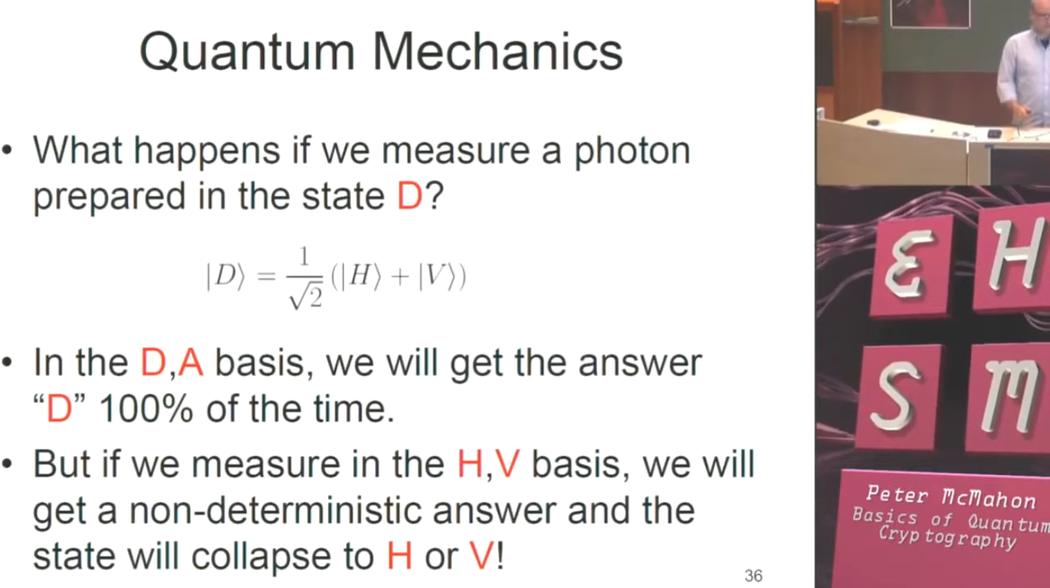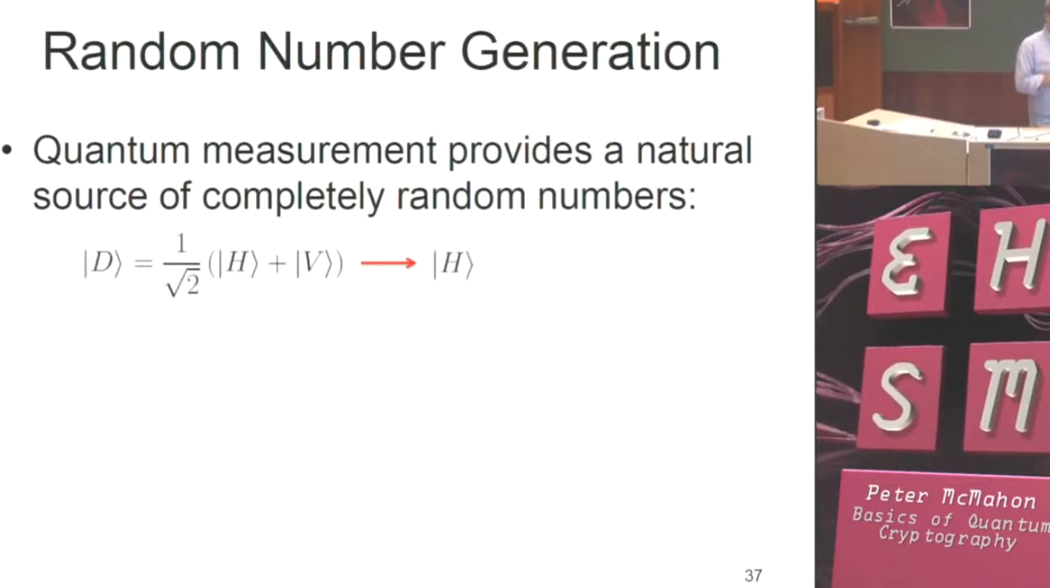A very crucial part of this, though, is that once you've measured it in this basis and you've gotten an answer, the state will actually collapse. That means that if you start off with a diagonally polarized photon and you measure it in the HV basis and you get the answer H, the state will actually become horizontally polarized. So if you ask it again what its polarization is in the HV basis, it will always give you the answer H. That's a very interesting feature, and is something that we're going to exploit.